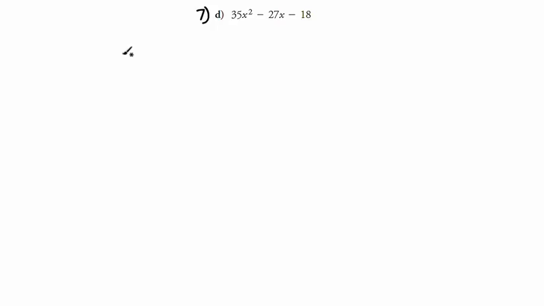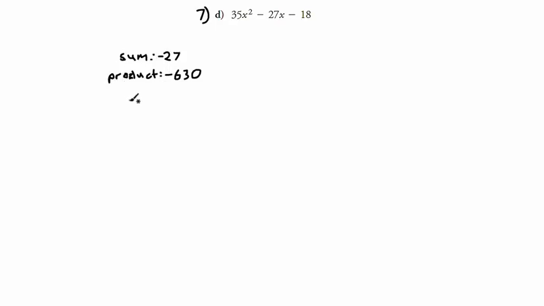So when we decompose, we need two numbers whose sum is minus 27 and whose product is equal to 35 times minus 18, which equals minus 630. And as you can see, there are a lot of possibilities that could work for the product, but it also has to work for the sum. So it's pretty difficult to find those two numbers that will work for the sum and the product.